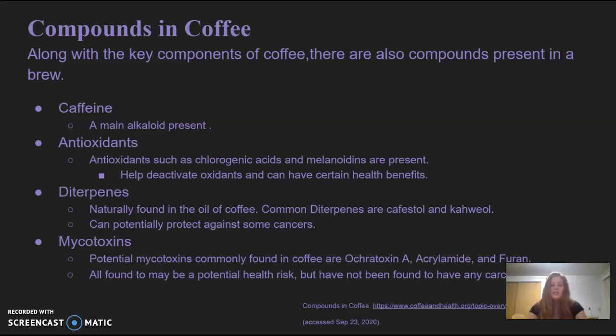Antioxidants such as chlorogenic acids and melanoidins are present, and these usually help deactivate oxidants and can have certain health benefits. Diterpenes are naturally found in the oil of coffee. Common diterpenes are cafestol and kahweol, and these can potentially help protect against some cancers. As for mycotoxins, potential mycotoxins commonly found in coffee are ochratoxin A, acrylamide, and furan.